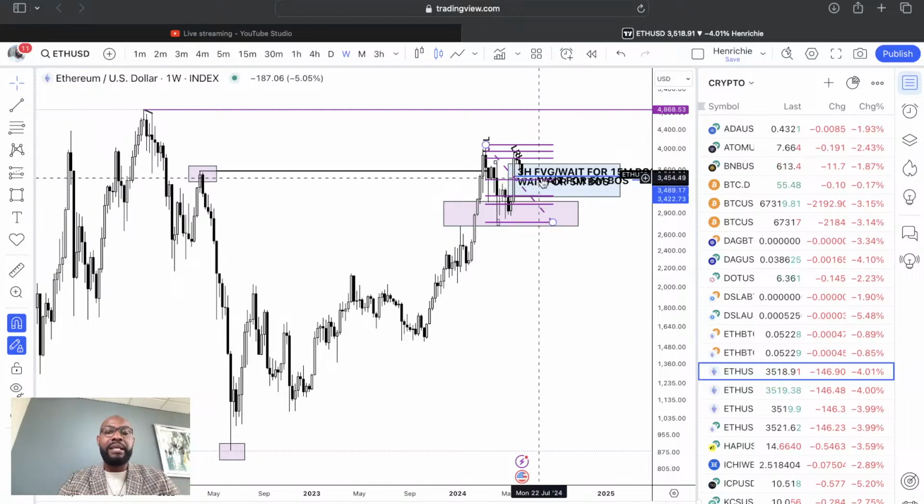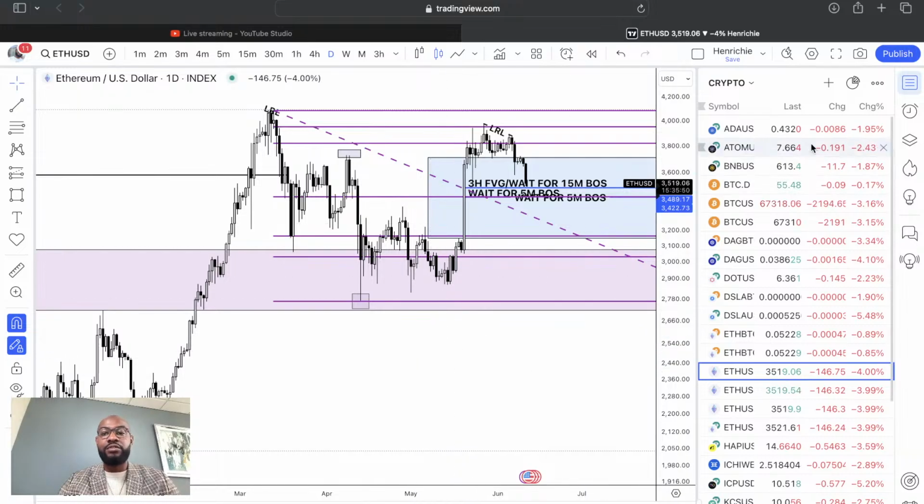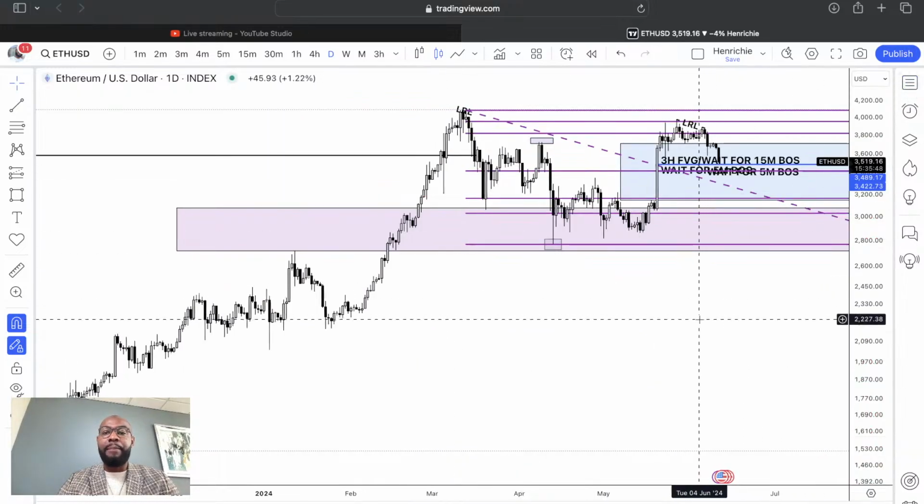But any trade I'm getting into right here, I'm going to share with you. I'm going to do a full-blown analysis on this one in the next live stream, but I'm just wrapping up on this one.